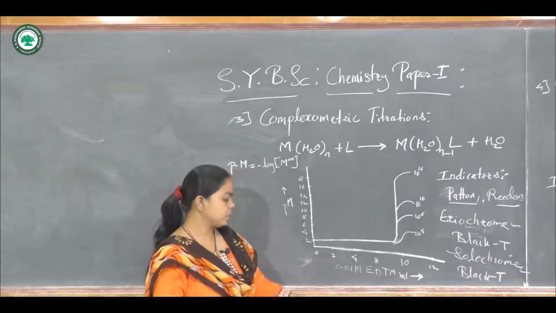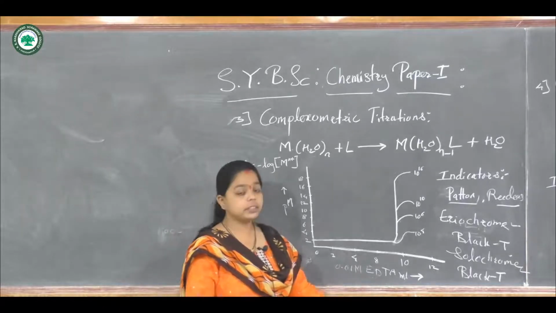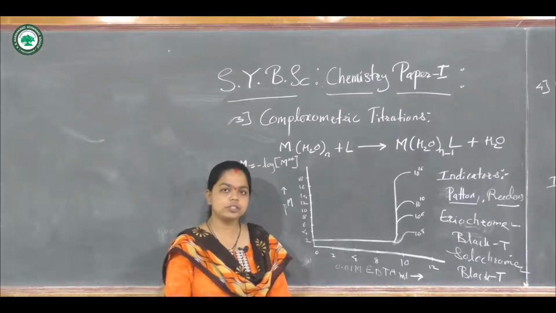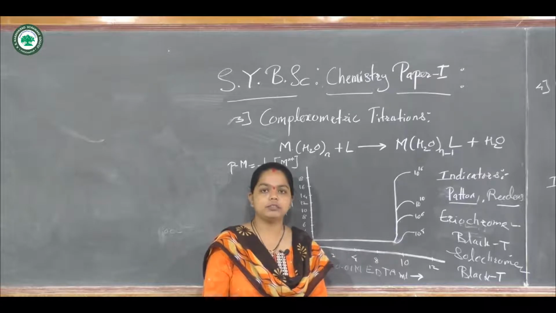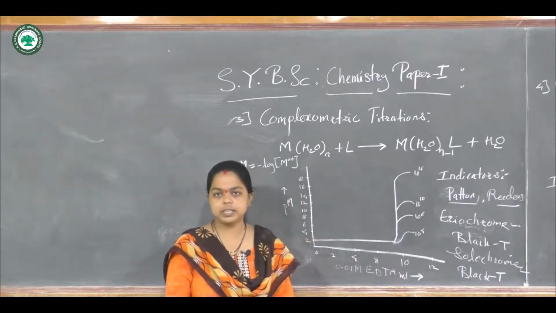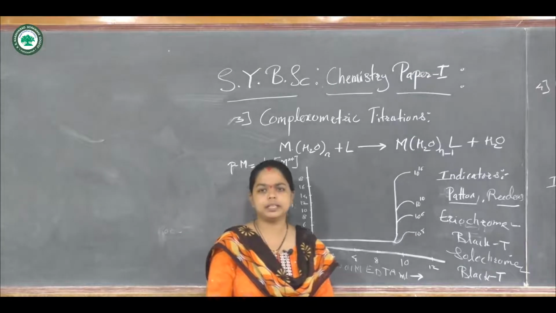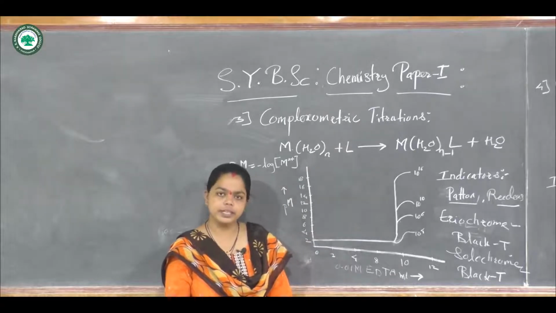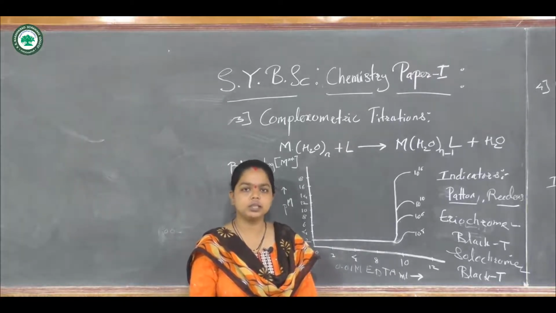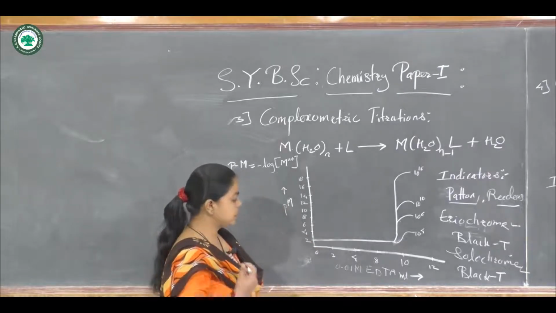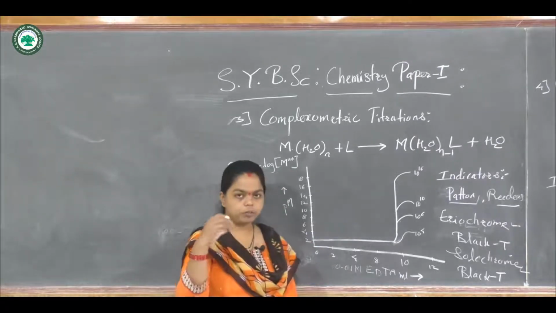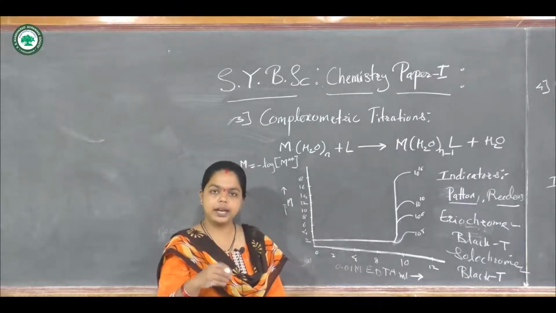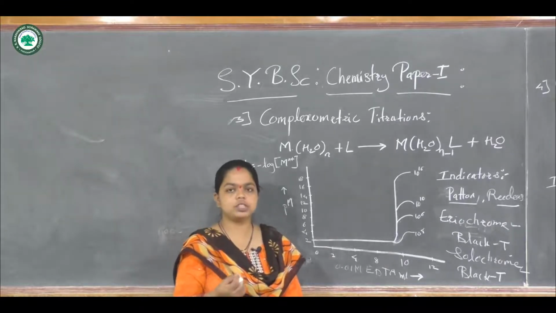So in this case, the 0.01 molar EDTA solution is taken and the metal ion solution is taken. This EDTA solution is taken in the burette, and the metal ion, for example copper or zinc, can easily form a stable complex with the EDTA. These metal ion solutions are taken in the conical flask. Now when we study this titration, EDTA solution is slowly added from the burette into the metal ion solution. At the end point, a change in color is observed.